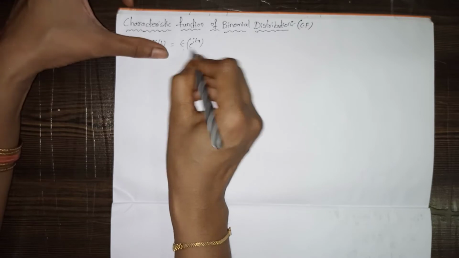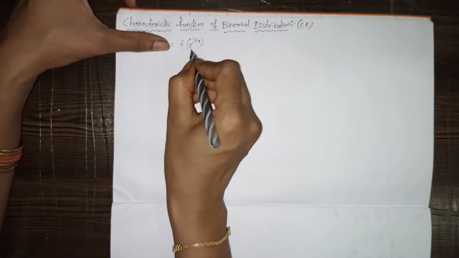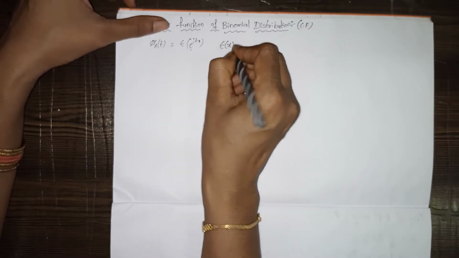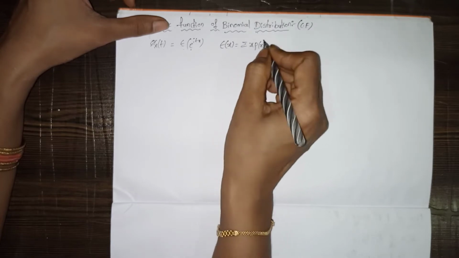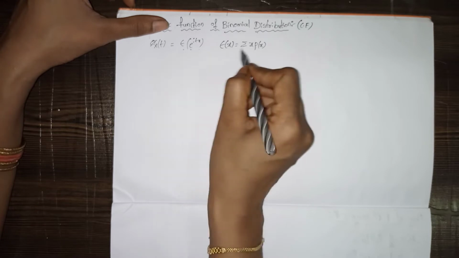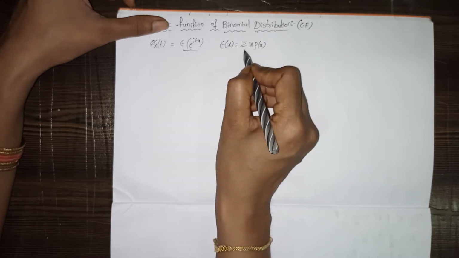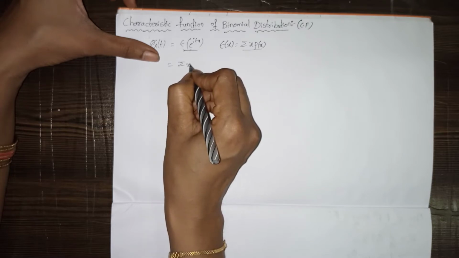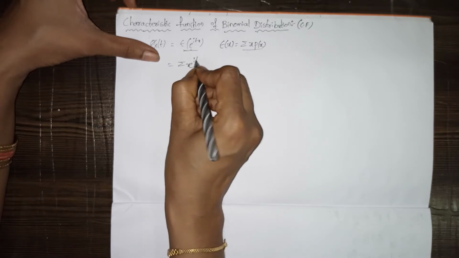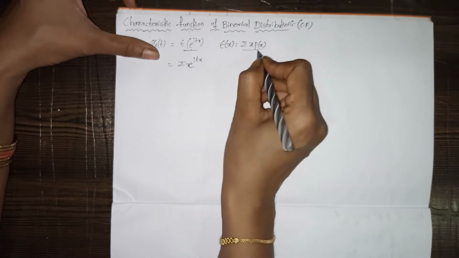Okay, so it is of the form e power itx. Its formula is summation of e power itx into p of x. We can write it like this: summation of e power itx into p of x.